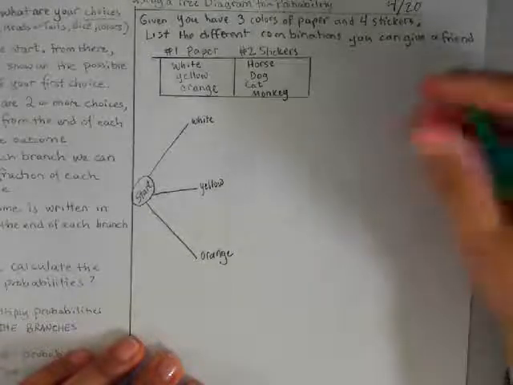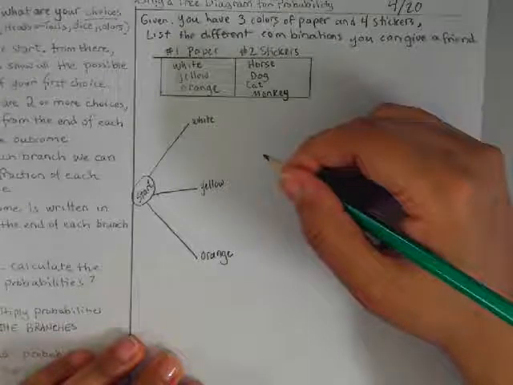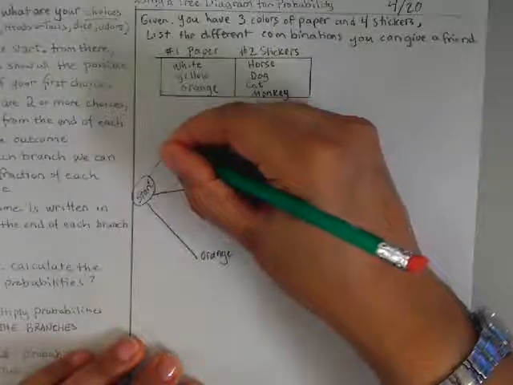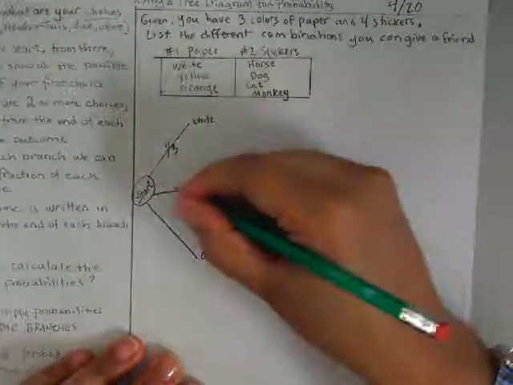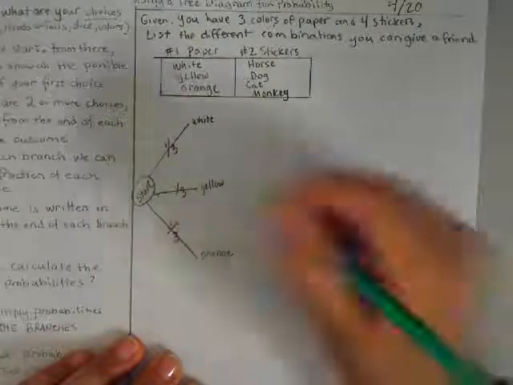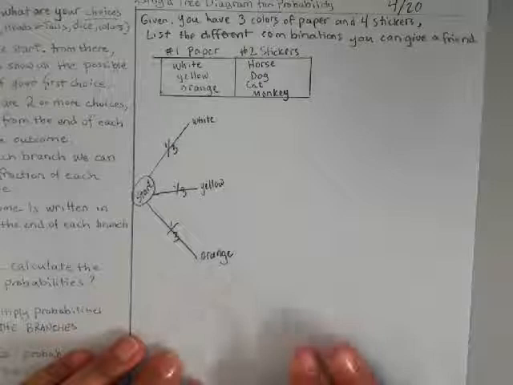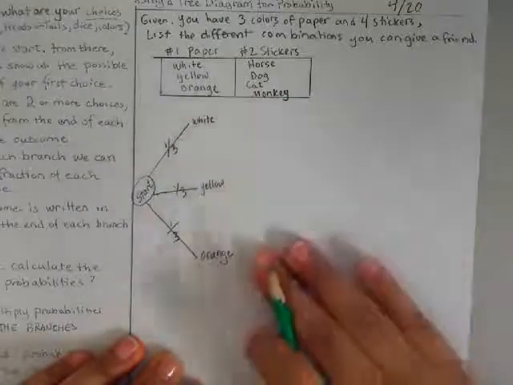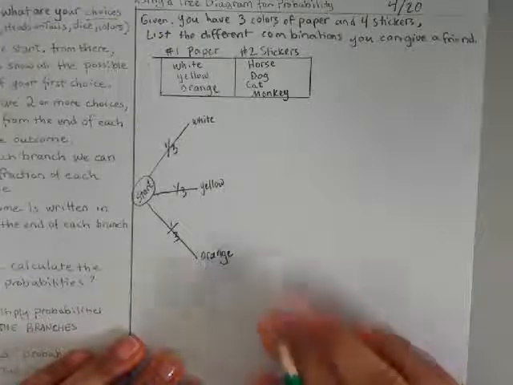So therefore, there are 3 choices. If you chose white, that would be 1 out of 3. We show that in fraction form as 1/3. And if that's true, that's also true for yellow, and that is also true for orange, which is totally awesome. So that's our first event. We've listed out what we're looking at, and we've also looked at the probability. So now we're done with the first event.